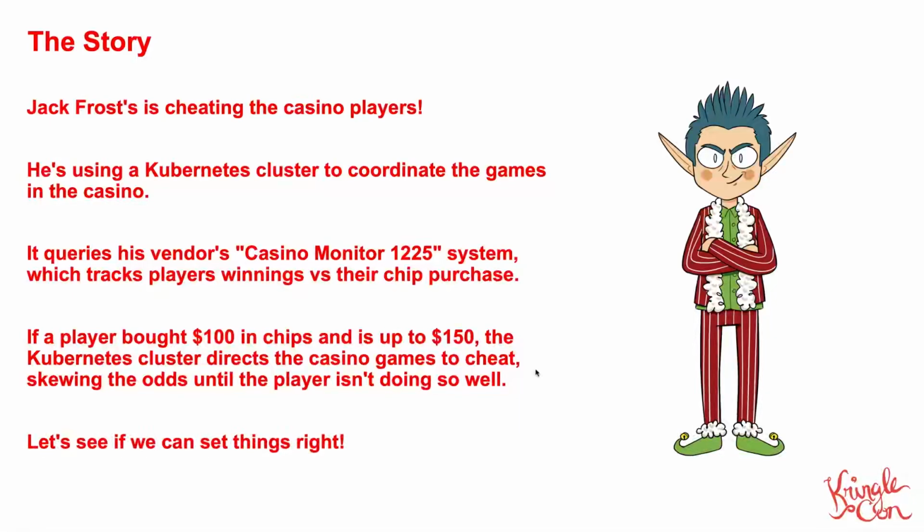Okay, here's the story. Jack Frost is cheating the casino players, using a Kubernetes cluster to coordinate the games in the casino. It's querying his vendor's Casino Monitor 1225, which tracks the players' winnings against their initial chip purchase. If they're up by 50%, the cluster directs all the casino games to cheat the player, skewing the odds until the player is below 50% again.